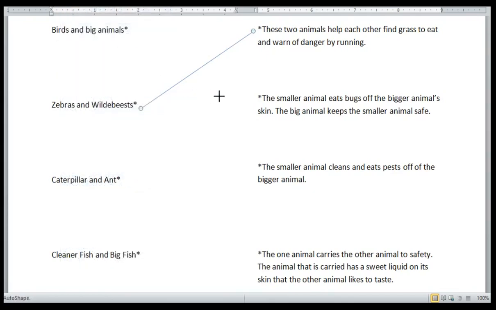Now, the next one says, the smaller animal eats bugs off the bigger animal's skin. The big animal keeps the smaller animal safe. So which animal over here really liked to eat bugs off the bigger animal's skin? Was it birds and big animals, caterpillar and ant, cleaner fish and big fish? Well, I remember. The bird. Bird liked to eat the bugs off the bigger animal's skin. All right, I'm going to get my line again.